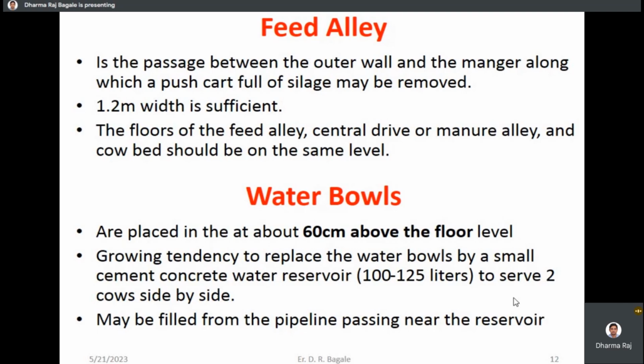by side. We can build a small tank between 2 cows so that both animals can drink the water from the same bowl at the same time, and providing a common bowl or common tank for both animals will actually minimize our pipeline system or openings, and the reservoir can be filled by an inbuilt pipeline system at a time from the reservoir tank.